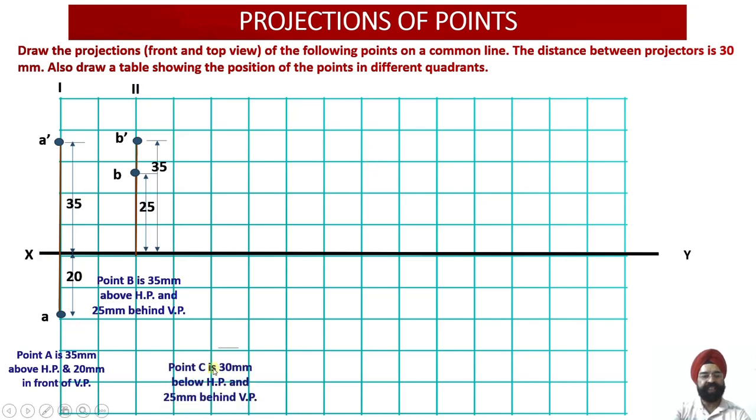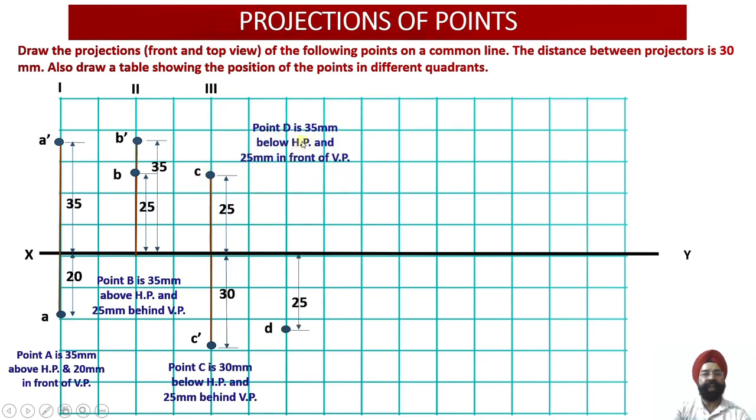Now point C, it lies in the third quadrant. So the distance behind VP is 25, so we can draw it upwards. Distance below the HP is given to us as 30 millimeters, so we can draw this below the XY line. So in the third quadrant, my front view will lie below the XY line and my top view will lie above the XY line. So this point lies in quadrant number 3.